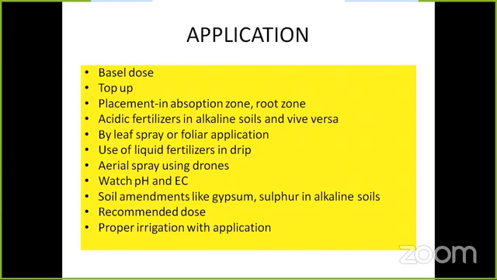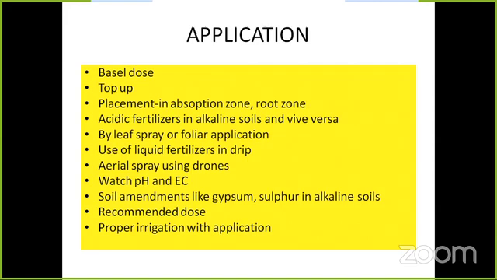Soil amendments like gypsum and sulfur are added in the alkaline soils, so that proper acidity is maintained, and so whatever fertilizer we apply will not be locked by the chemistry of the soil, and it will be available for the plant to use.